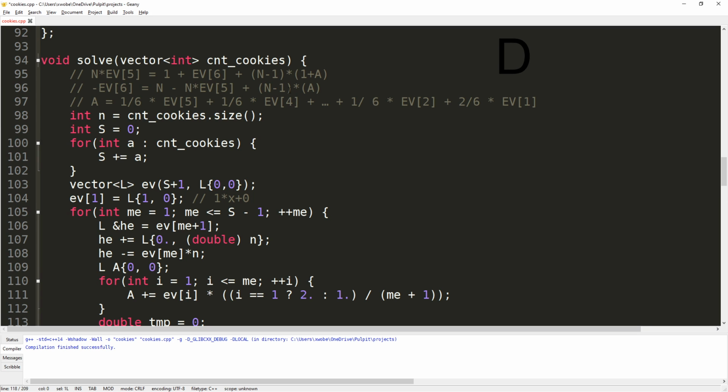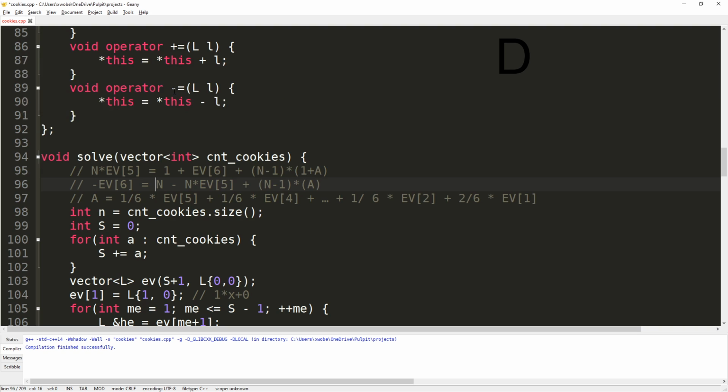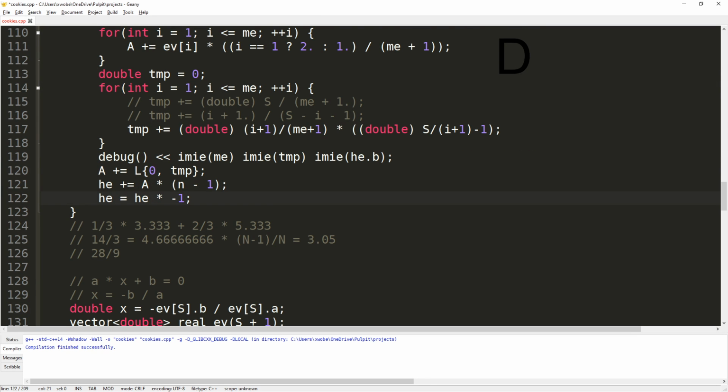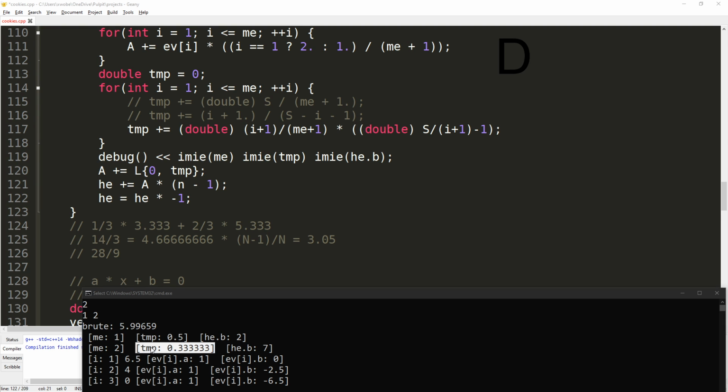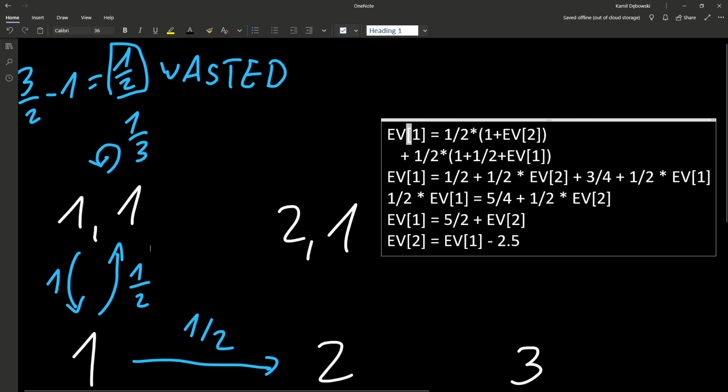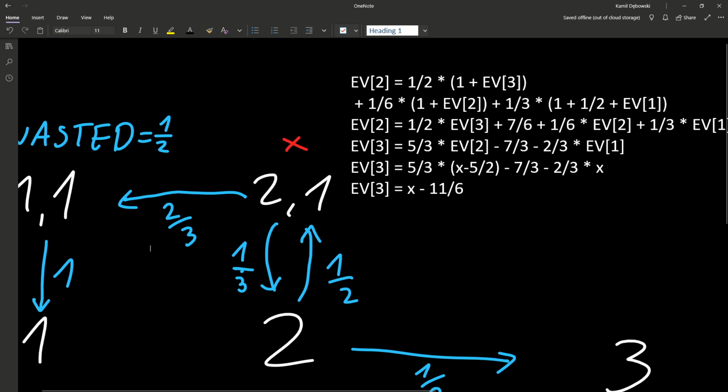A is, let's remember, part of this thing, where I multiplied both sides by n to get rid of 1 over n in a lot of places. So it was 1 over n, 1 over n. Yeah, so A is just, if I go up, what happens after that? And then it is correct. Is it? TMP is 1/3. Let's look at the drawing. After I go up, then it's 2/3 times that. It is 1/3. It is correct.